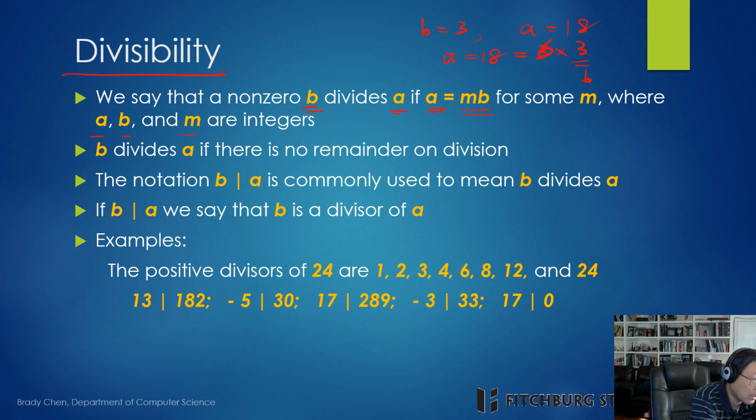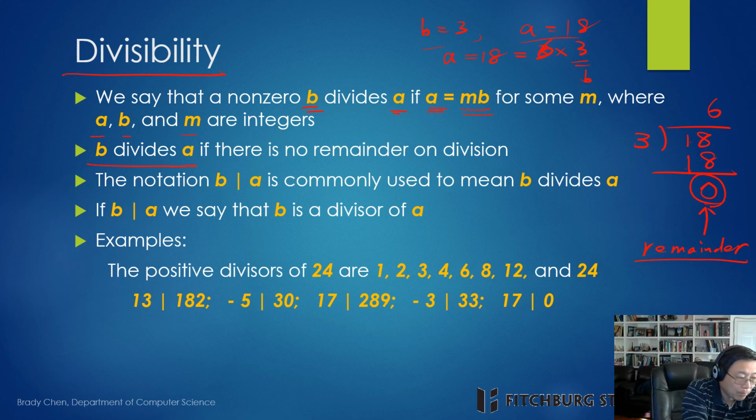In other words, we can verify this by doing the division. We do 18 divided by 3, A divided by B. We put a quotient of 6, and we get the result 18, and 18 minus 18 is 0. So 0 is the remainder. In this case, the remainder is 0, so that means 3 divides 18. Now in math, we use the notation B, then a vertical line, then A, to mean B divides A.